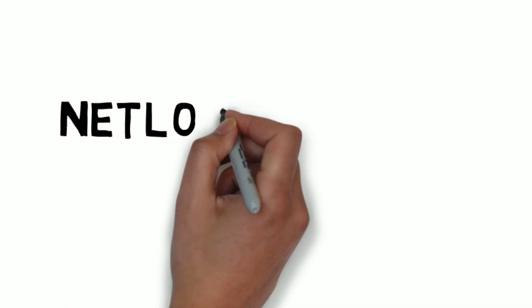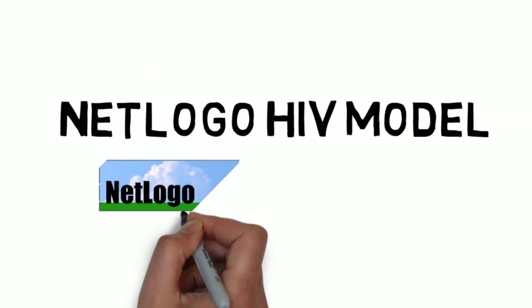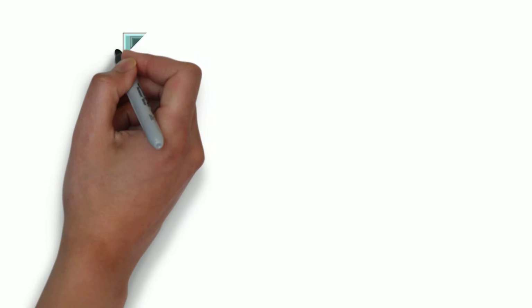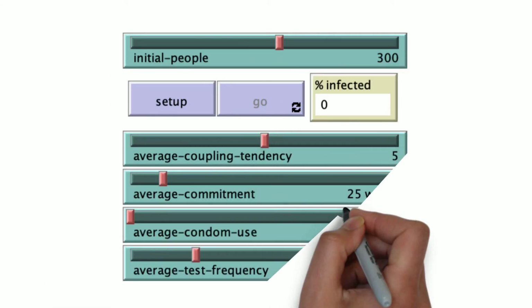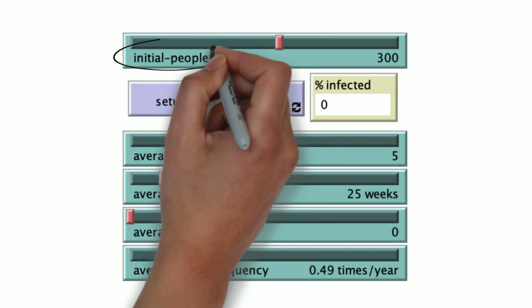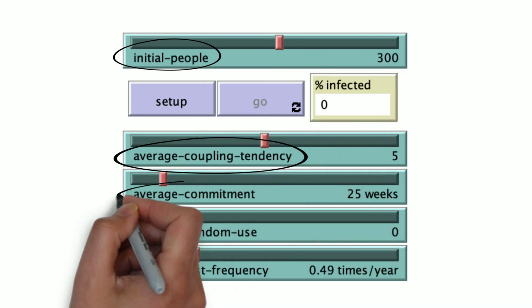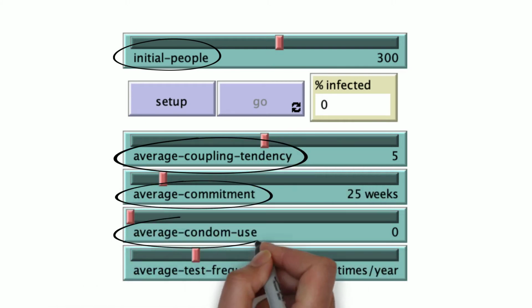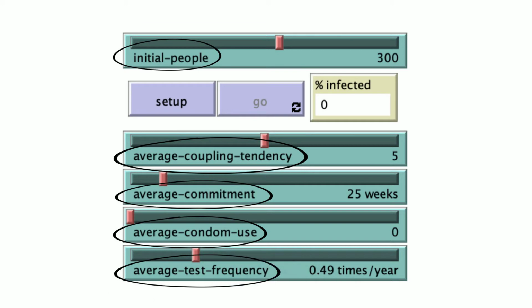To further explore the possible factors affecting the spread of HIV, we used the NetLogo HIV model. The 5 elements in the model are the initial number of people, the average coupling tendency, the average commitment, average condom use, and the average test frequency. From NetLogo, we mainly had 2 discoveries that are related to personal lifestyle and awareness.